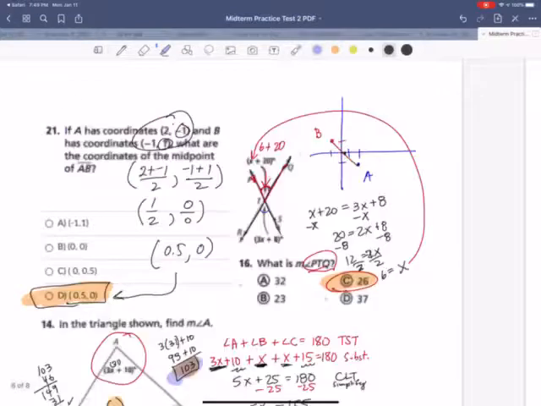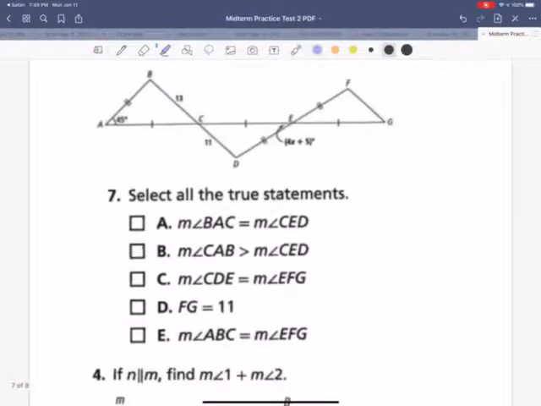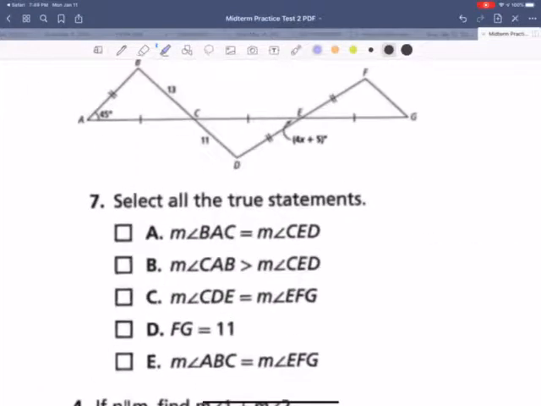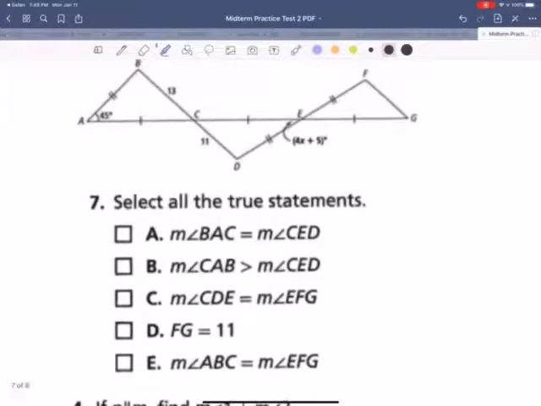All right. I think just a few more. So let's look. This one's probably the toughest one. Select all the true statements. Okay. So let's see. I've got an alligator mouth here. Here's the top of the mouth. There's the bottom. So here's where my hinge is.